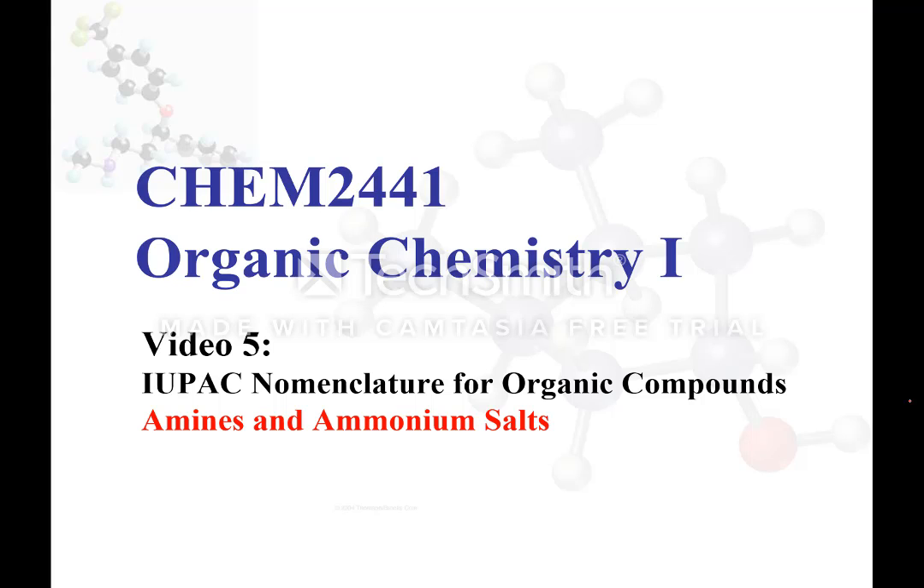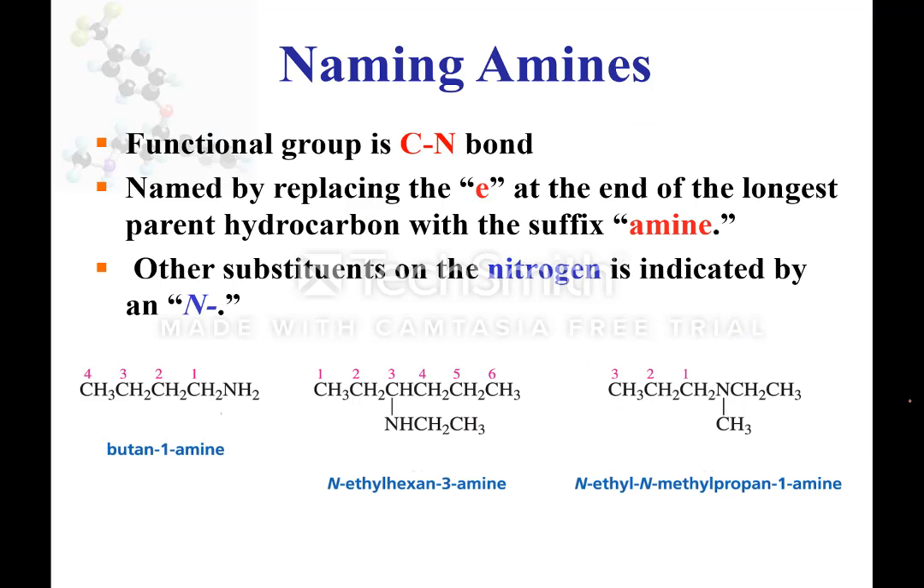Hello, this is video 5, talking about the rules for naming amines and ammonium salts. An amine is a family of compounds in which the functional group is defined by a carbon-nitrogen single bond. To name an amine, you just take away the E from the name of the parent alkane and add amine.